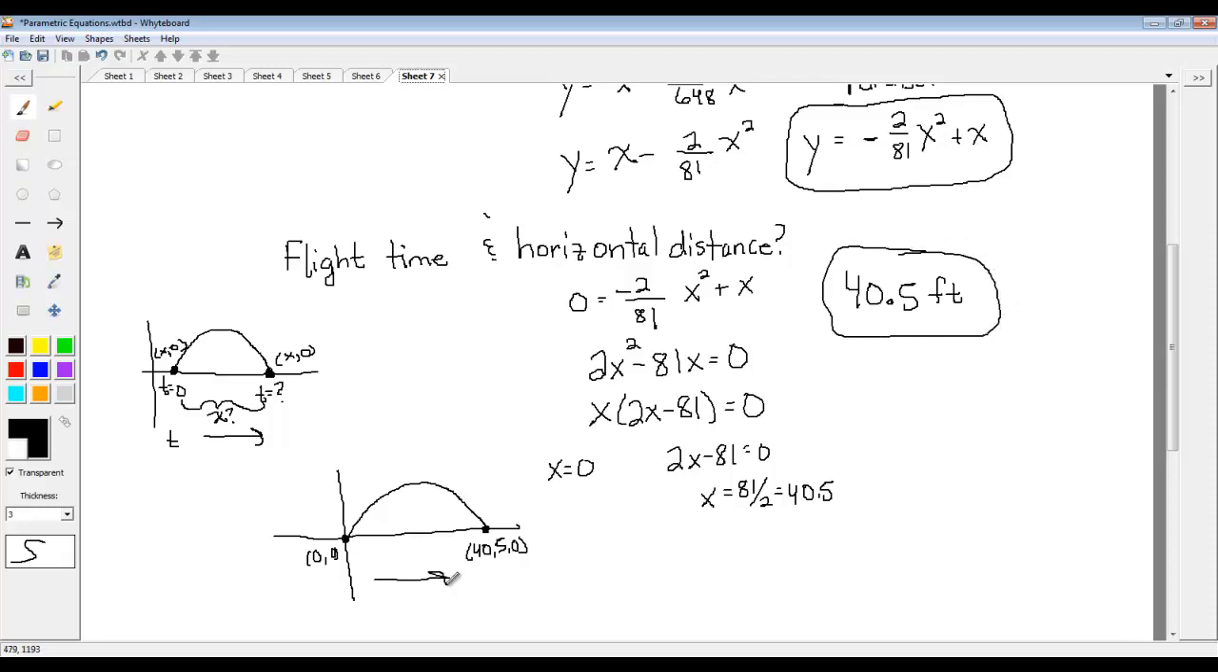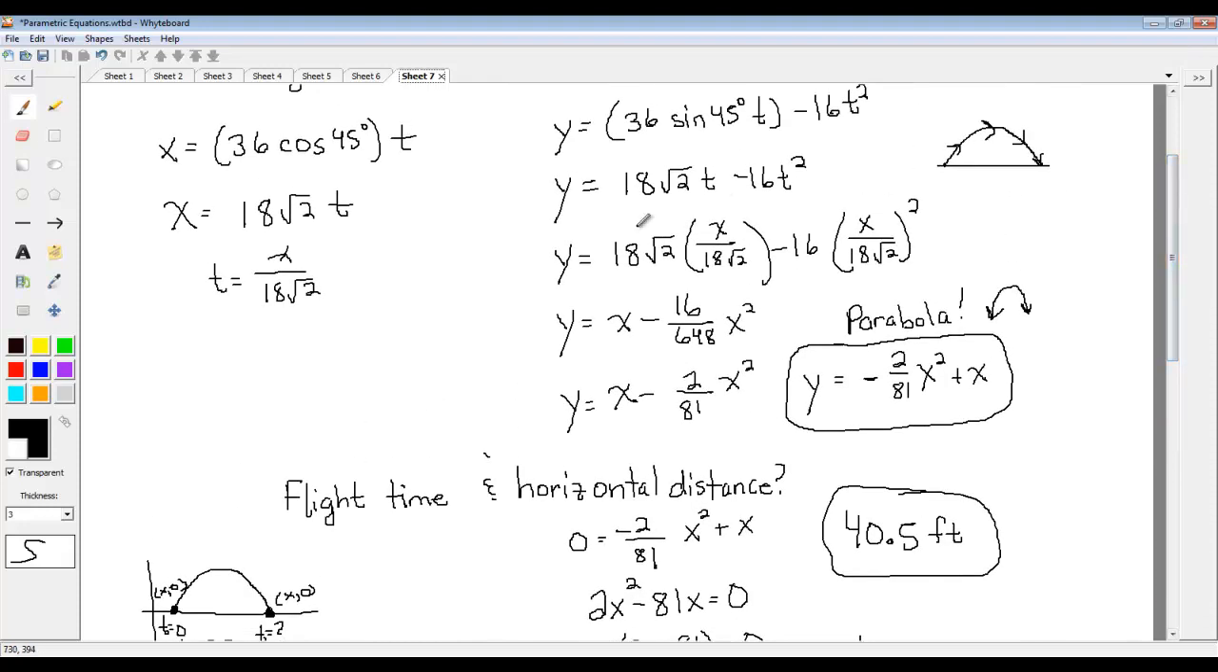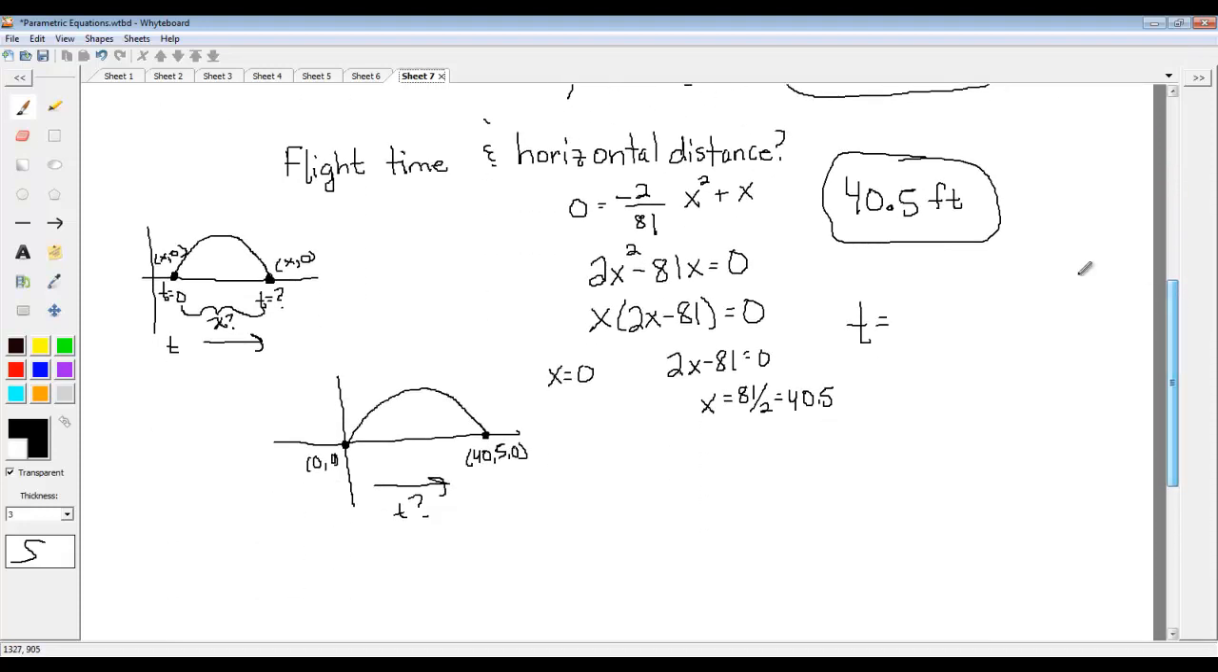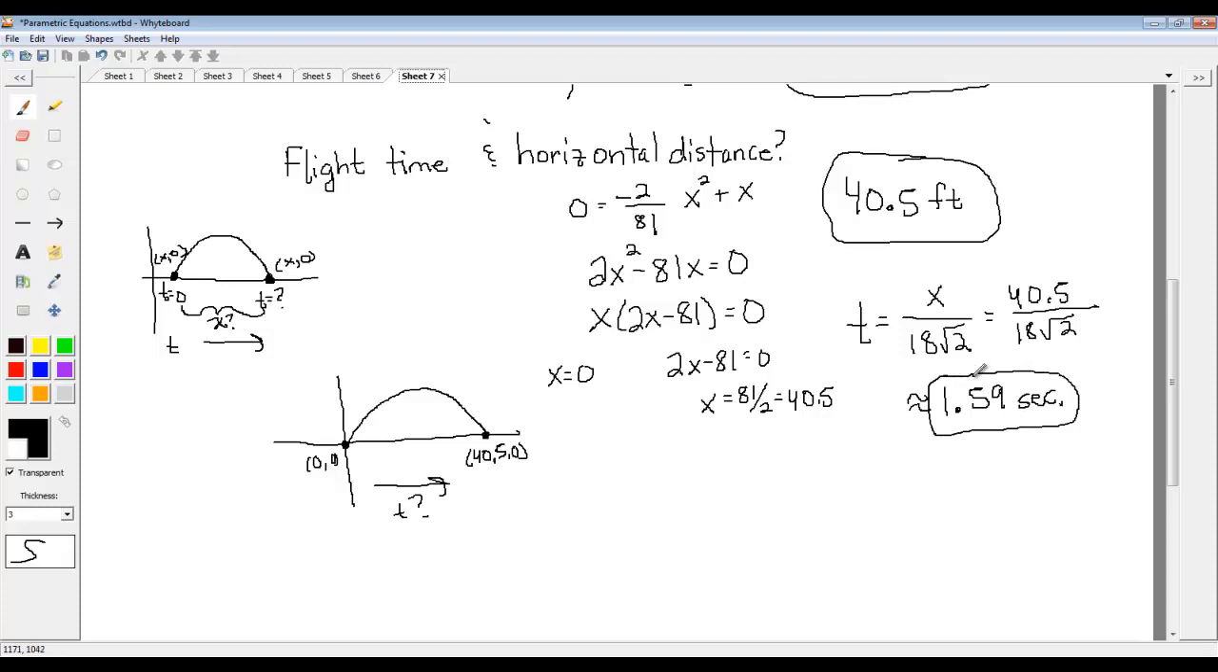And how much time does it take to do that? Well, we know that if we go back up here, t equals x over 18 square roots of 2. So when it lands at 40.5 feet right there, we want to know what the t is at that point in time. So just put that in, divide, and if you go ahead and round, you get about 1.59. So about 1.59 seconds is all it took for that toy rocket to do its flight. Not a very long flight, less than 2 seconds.